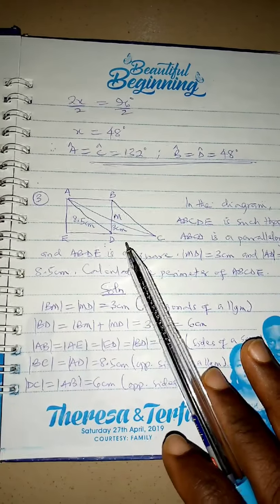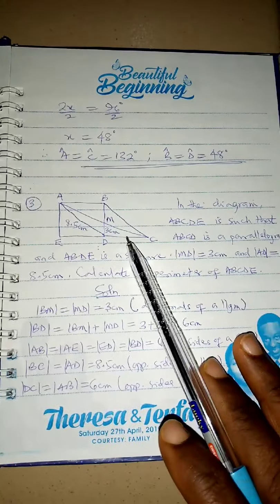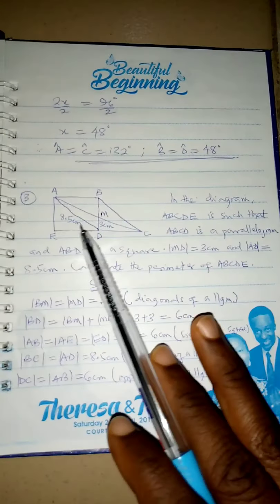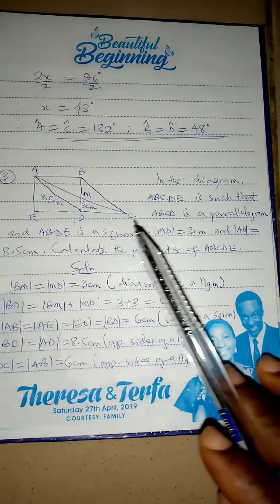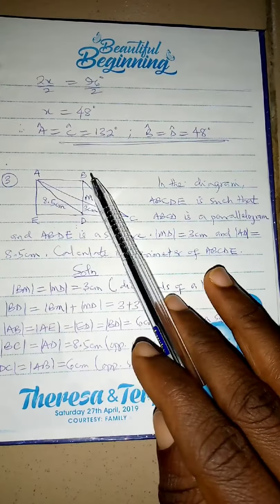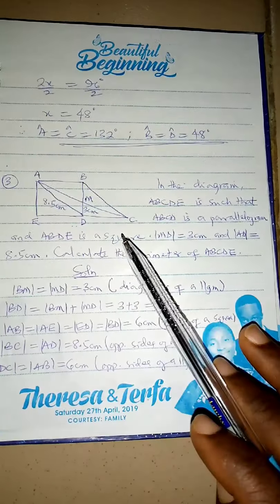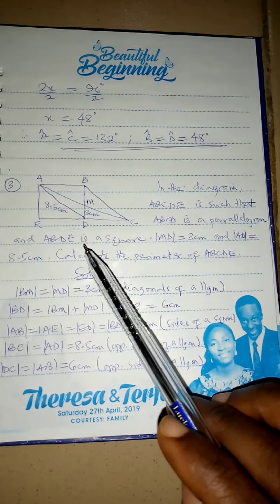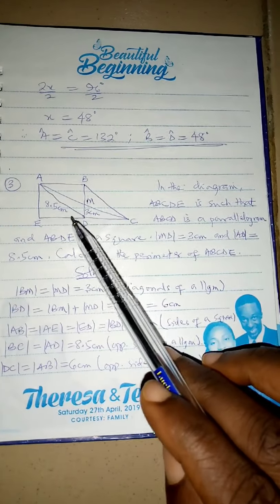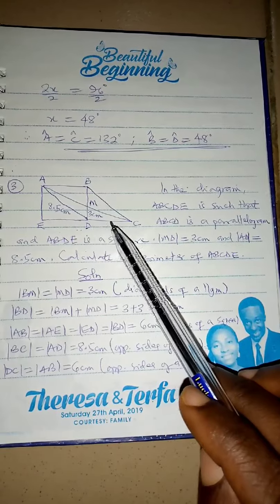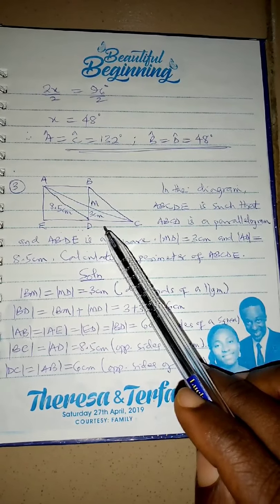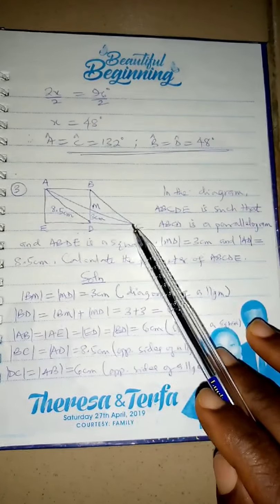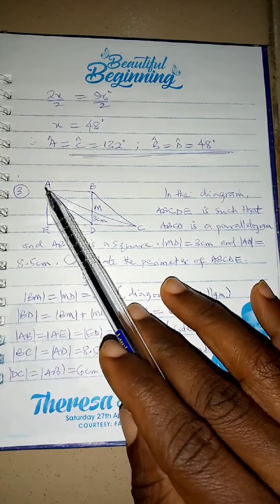Now, coming to this diagram here, in the diagram A, B, C, D, E, that's all the shape. It is such that ABCD is a parallelogram, and ABDE is a square. MD is 3 cm. AD is 8.5 cm. We are to calculate the perimeter of ABCDE. Perimeter of ABCDE is the length around the shape. We need AB, we need BC, we need CD, we need DE, and EA.